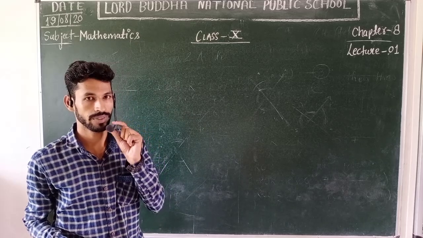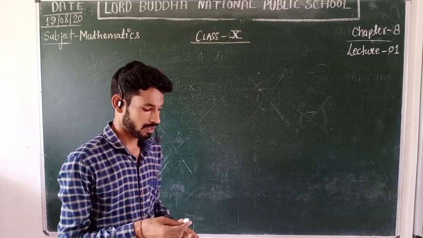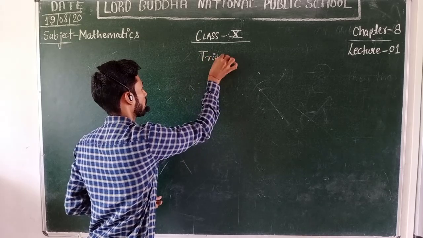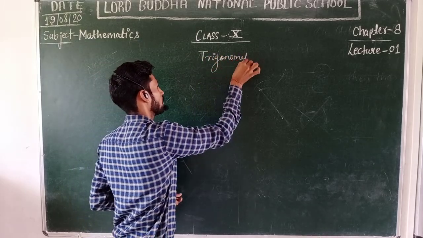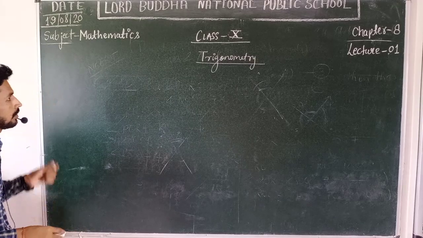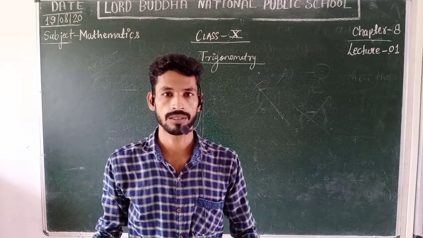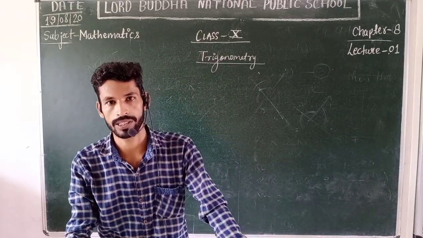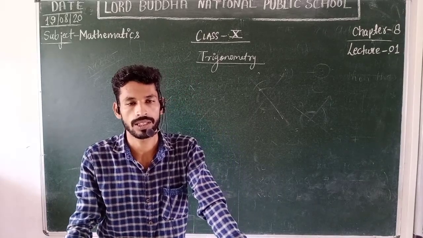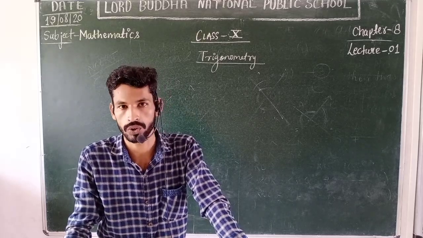Students, today's video lecture is chapter 8, trigonometry, and for trigonometry today I will start with basic concepts. In this chapter there will be some trigonometric functions like sin x, cos x, tan x, cosec x, sec x and cot x. There are only 6 trigonometric functions and they are also known as trigonometric ratios.